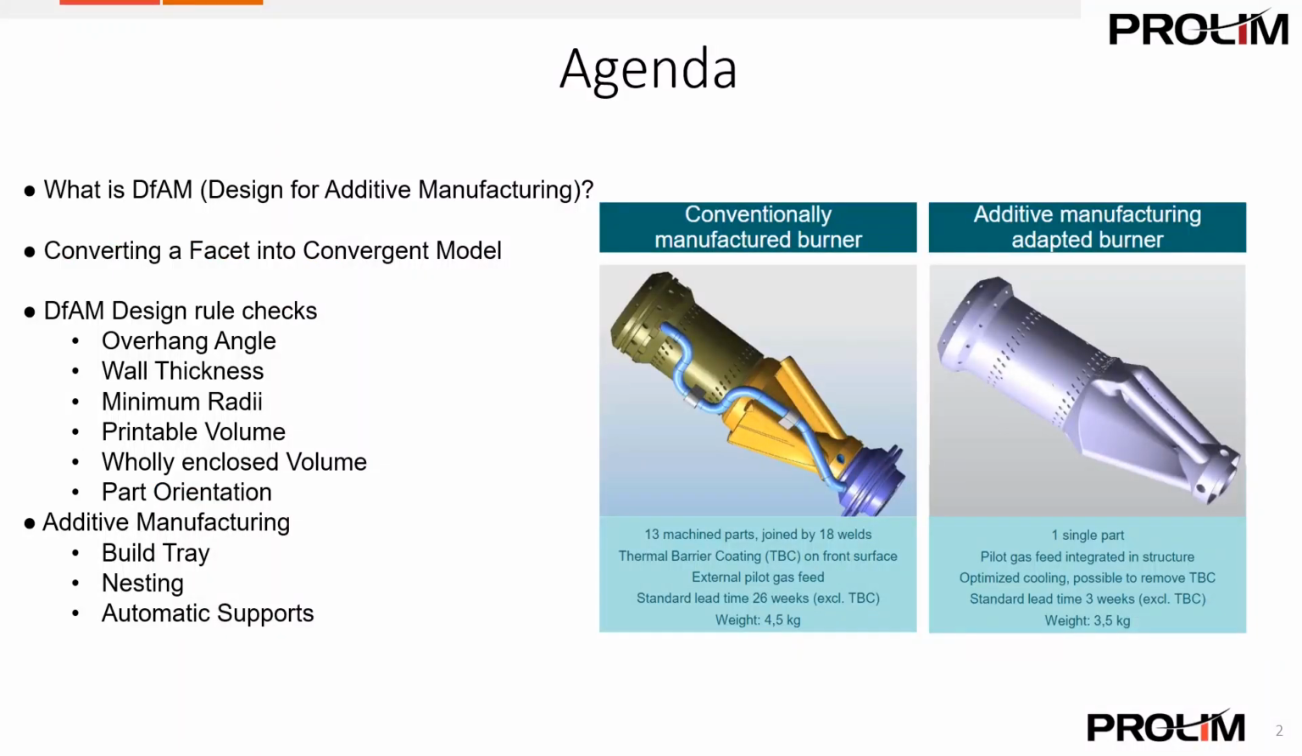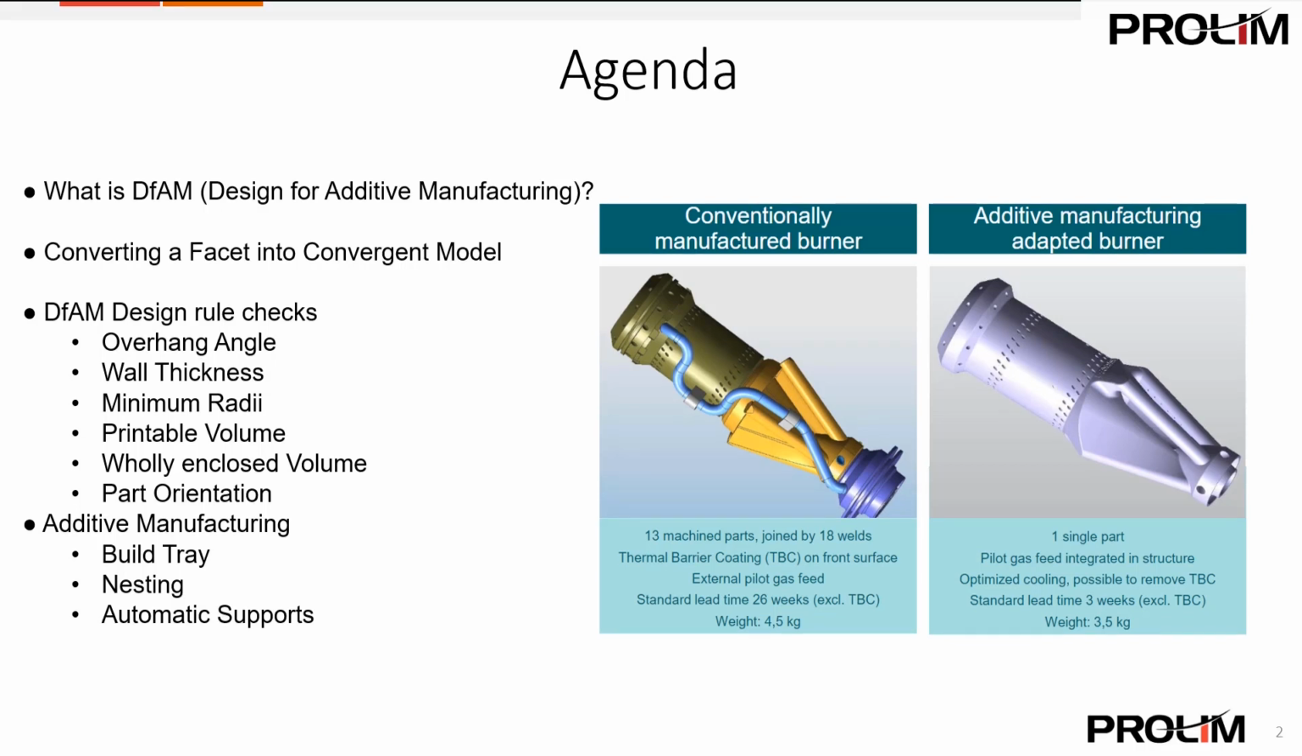So what is Design for Additive Manufacturing? Design for Additive Manufacturing in NX is a set of tools and design rule checks such as overhang angle, wall thickness, and so on. This helps us address manufacturability concerns early in the design process. Additionally, it helps us with our print setup and looking into possible troubled areas with the design.